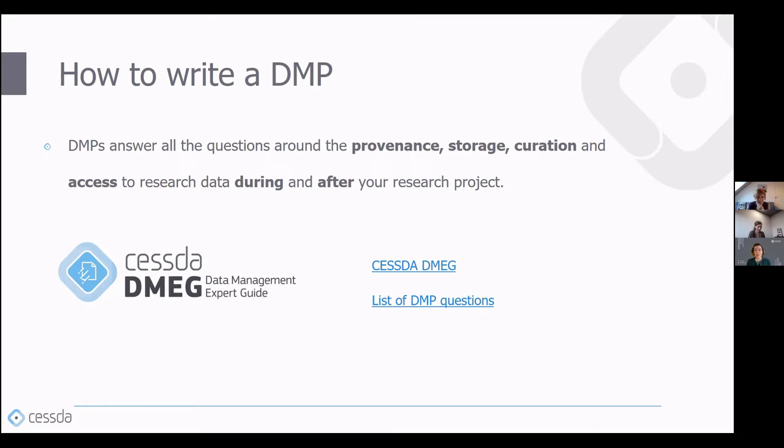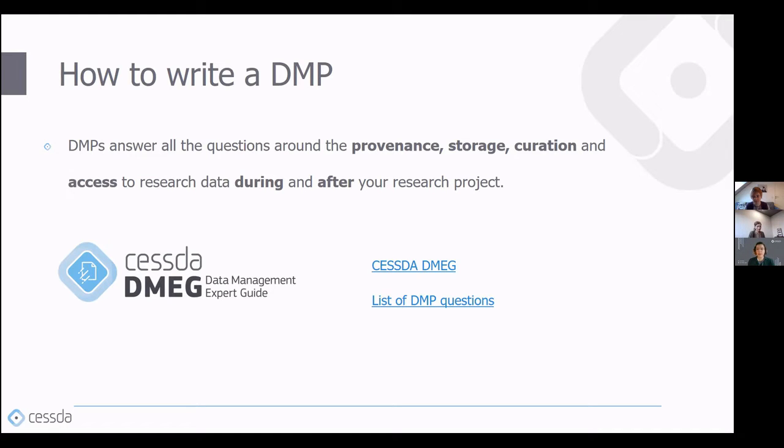And that is obviously the most important question, and also probably a daunting task, because it sounds very big and all-encompassing. But in the end, what a data management plan does is it answers questions. It answers questions about the provenance of data, about the storage of data, about the curation of data, about the access to data, and it covers that both during and after a research project.